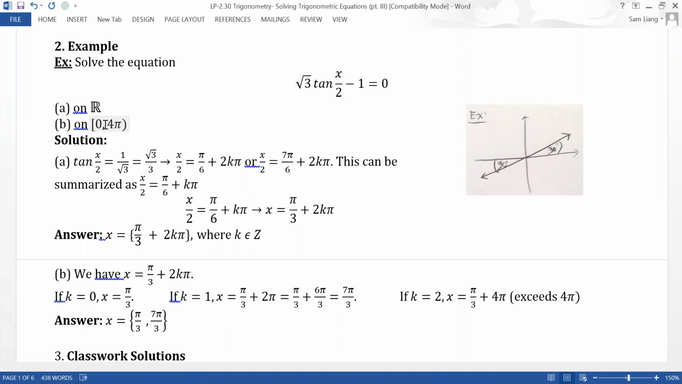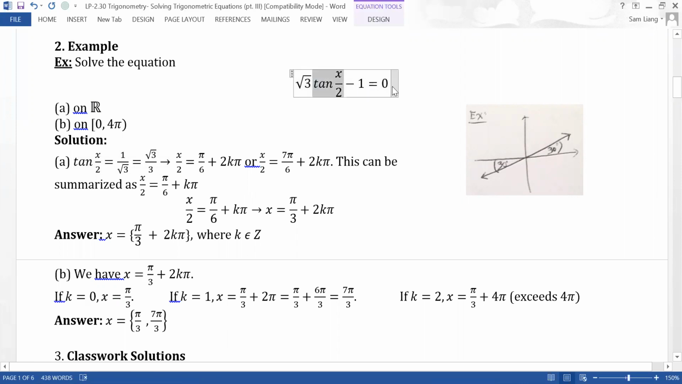Okay. Part A, we're going to solve the trig expression, and we're going to add 2k pi, etc. Right. So we have tan of x over 2 equals 1 over root 3. That's when we isolate this trig expression, add 1 on both sides, and then divide by square root of 3. We get tan of x over 2 equals 1 over square root of 3. From there, we multiply top and bottom by root 3 over root 3. We get root 3 over 3.